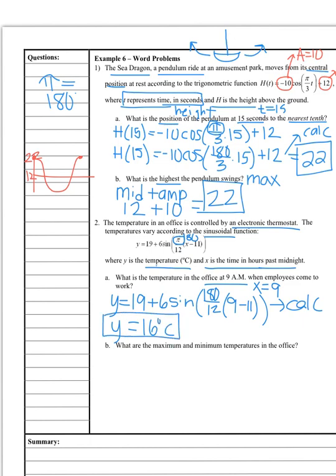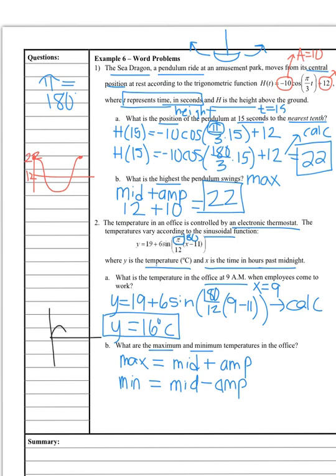Okay. And then last but not least, what are the maximum and minimum temperatures in the office? So our maximum is going to be equal to your shift line or your midline plus the amplitude. And your minimum is equal to your midline minus your amplitude. Because if you think about that sine function, your midline plus the amplitude gives you the max, and your midline minus the amplitude gives you the min.